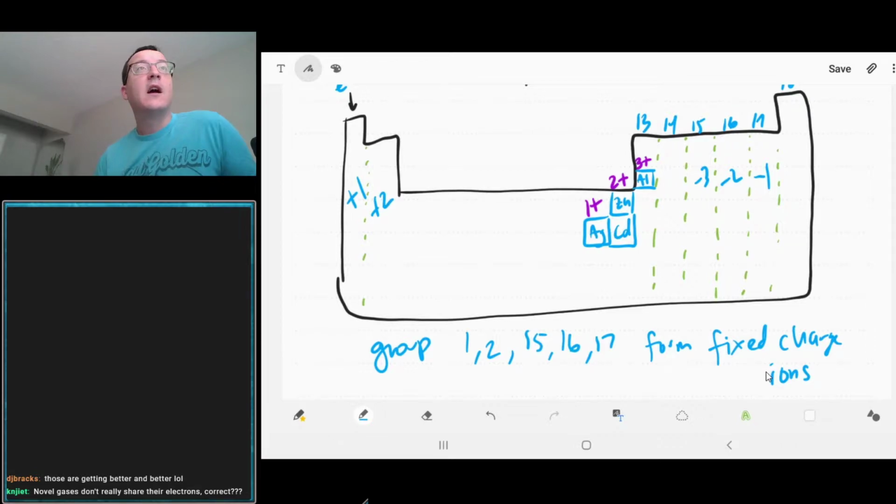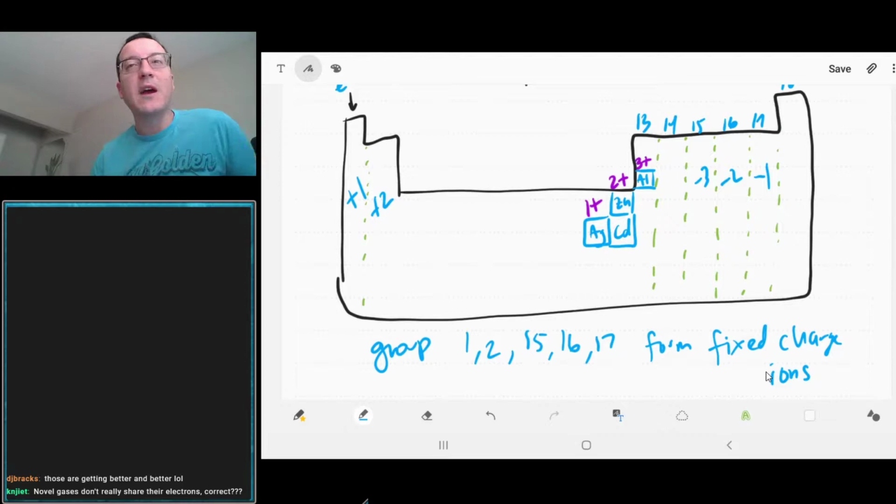Yes, correct. There will be specific examples where fluorine in particular will be able to mess with noble gases, but by and large, noble gases do not react. You have to do some pretty crazy things to get them to do stuff. So we're not going to necessarily worry about that.